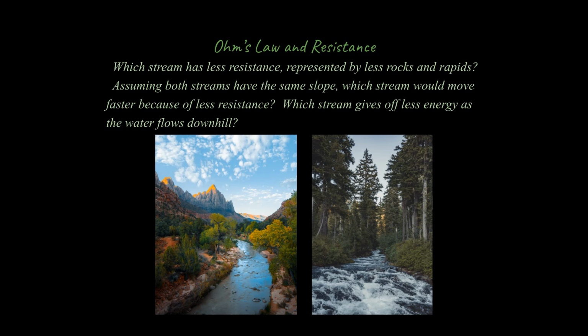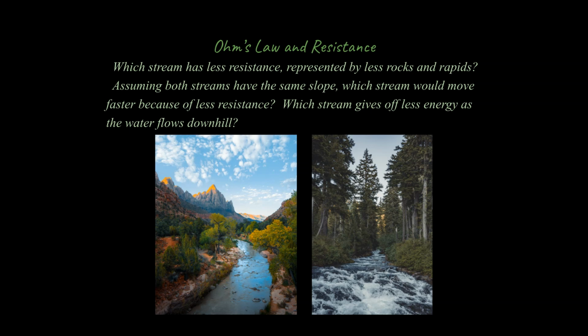Well, the stream on the left seems to have less rocks and rapids and less interaction with the water and the rocks in general. Like on the right, it seems to be much more of a rough river situation. So if all things are perfectly equal, now these aren't perfectly equal, but let's imagine that they are, that the slope is exactly the same for both of these rivers, and that the only difference is that you have more rocks on the right-hand side. My question is, which river do you think would flow faster?